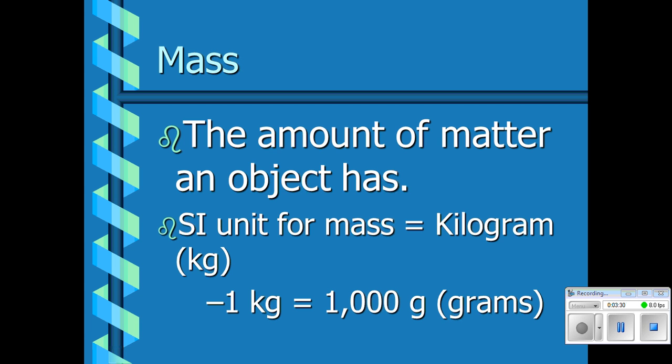Mass is the amount of matter an object has. The SI unit for mass is the kilogram or the gram. A little bit of debate about that. But again, if you have 1 kilogram of something, you have 1,000 of whatever you're talking about. So 1 kilogram is 1,000 grams.